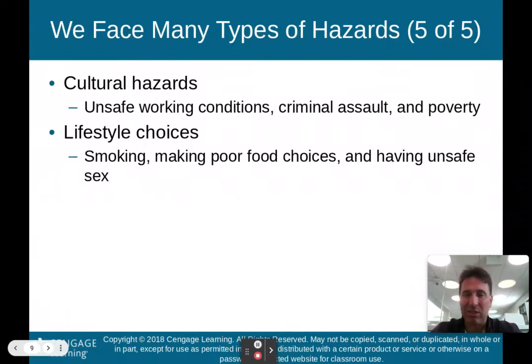The lifestyle choices, though, these are the choices that you and I make individually that could cause hazard, like smoking or making poor food choices, or maybe having unsafe, unprotected sex, right? These are lifestyle choices that you and I decide to do, but obviously some of those choices can bring some hazards into play. So something to think about.